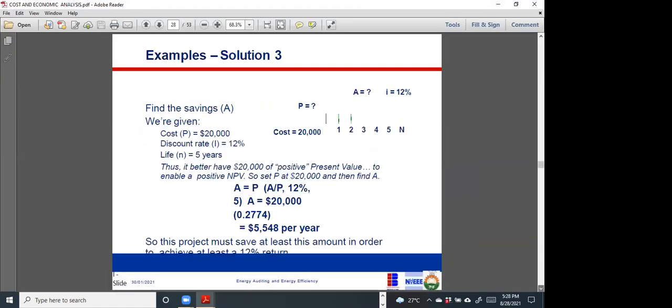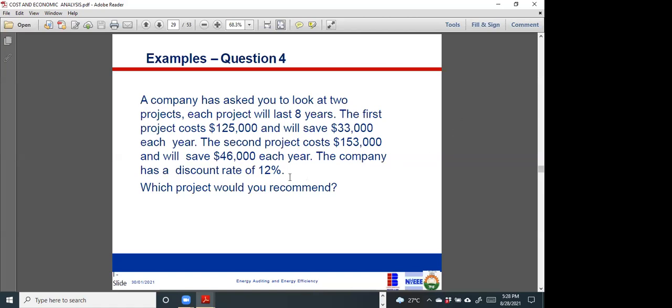So let's go back to our question. Let's take the next question. A company has asked you to look at 2 projects. Each project will last 8 years. The first project costs $125,000 and will save $33,000 each year. The second project costs $153,000 and will save $56,000 each year. The company has a discount rate of 12%. Which project will you recommend?